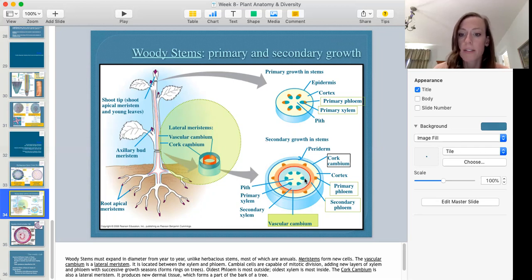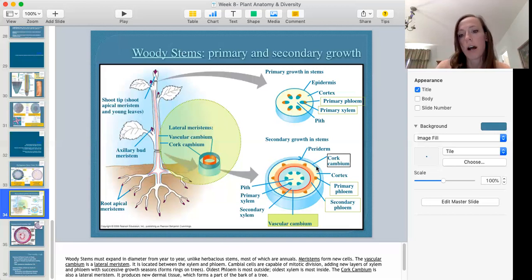So the oldest xylem is going to be most towards the center, but the oldest phloem is going to be most towards the outside because the new layer is added to each side of that cambium with each year. Okay, so the newest phloem, the secondary phloem, will be just adjacent to the cambium on the outside, and then the secondary xylem will be just adjacent to the cambium but on the inside. I hope that makes sense. So that adds a year's worth of vasculature, an additional layer with each year of growth.